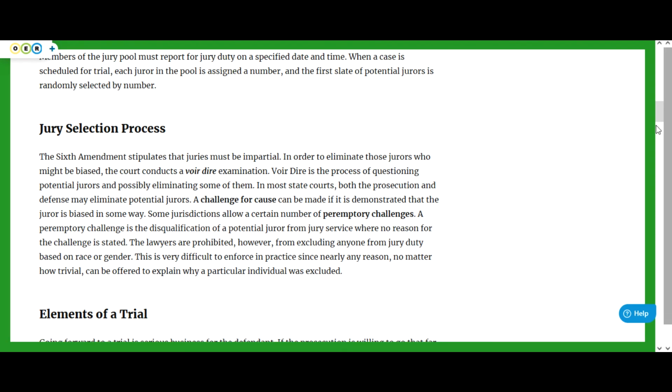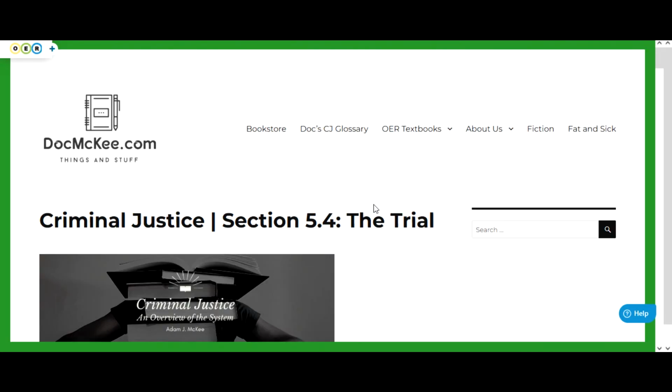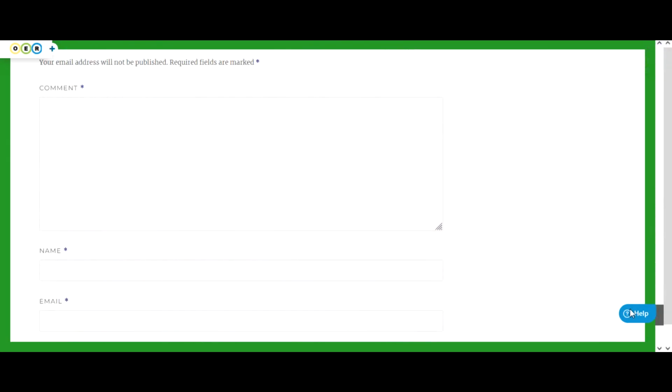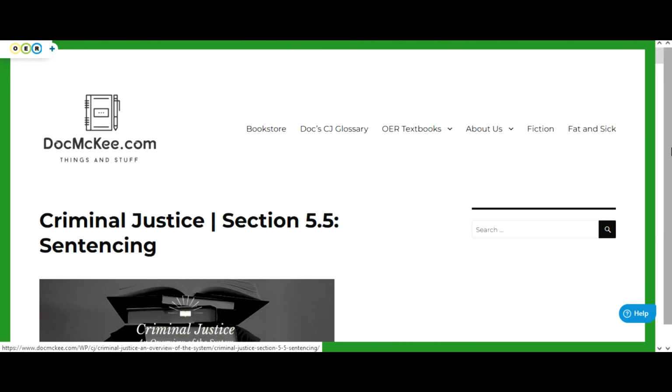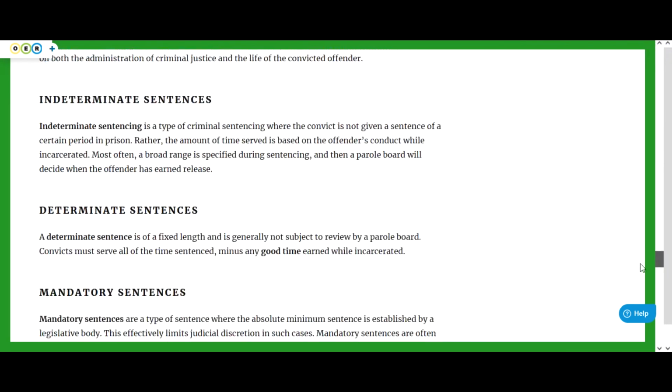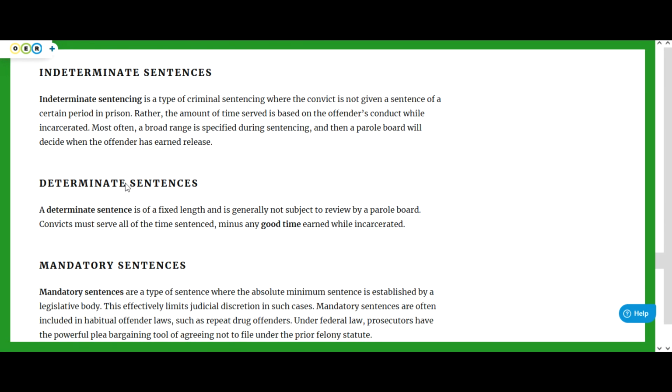Our chapter does talk about those breakdowns a little bit, and so I'm just going to jump right to it. I guess I have to go to the bottom of the page. Sorry. And so there are indeterminate sentences, determinate sentences, and mandatory sentences. Those are the three distinctions. Indeterminate sentencing, indeterminate means that there is no set end time. So really in criminal sentencing, an indeterminate sentence means that there is not a set time period.